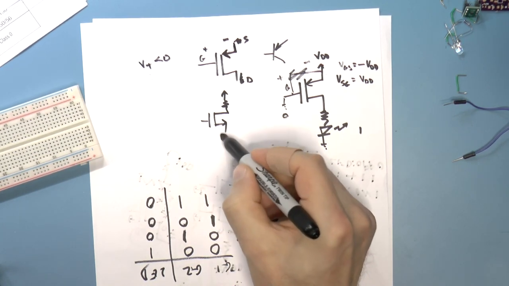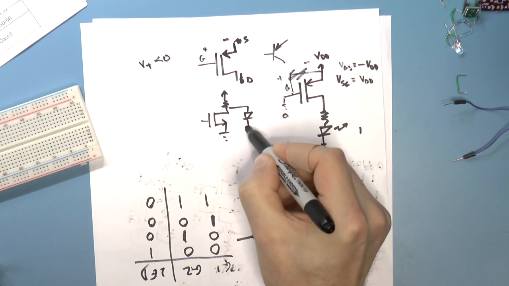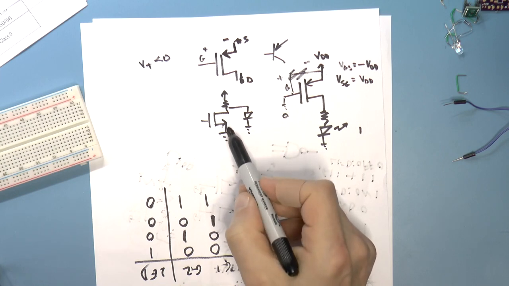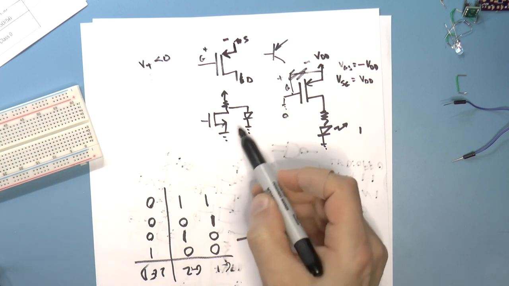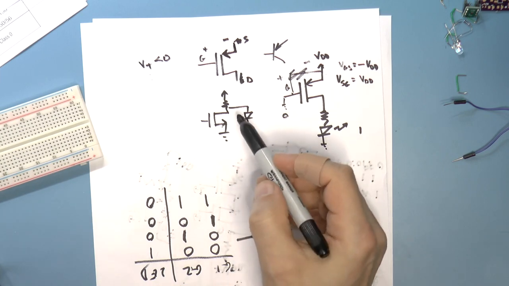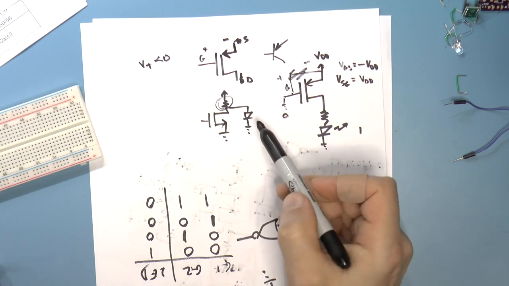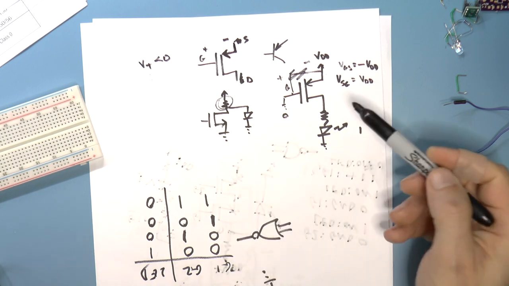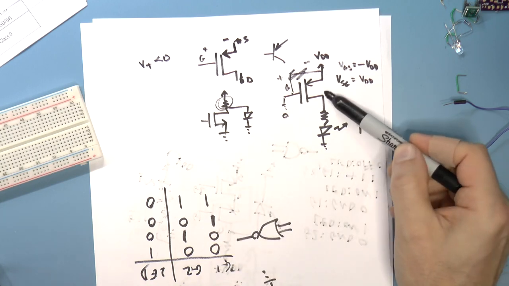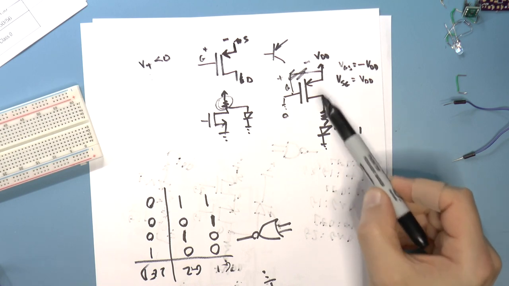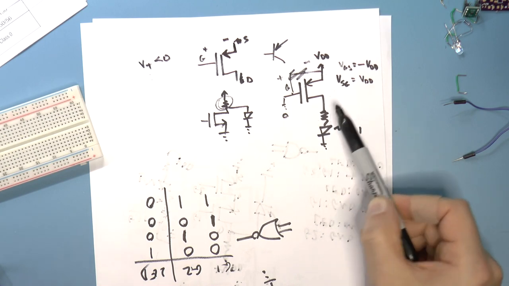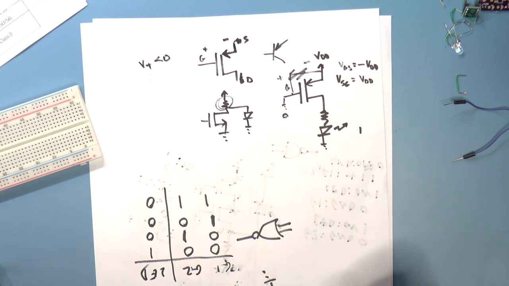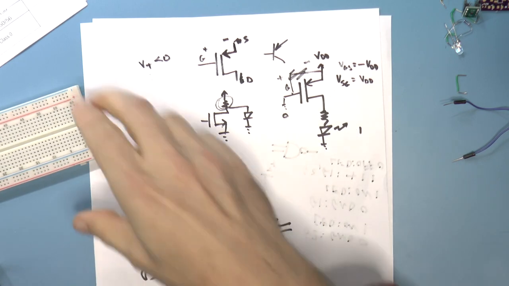the NMOS circuit looked like this with its source connected to ground. Or to put it another way, the load resistor is on the top while the transistor is on the bottom. Whereas with PMOS logic, it's the opposite, where the load resistor is at the bottom and the transistor is at the top. So let's go breadboard this.